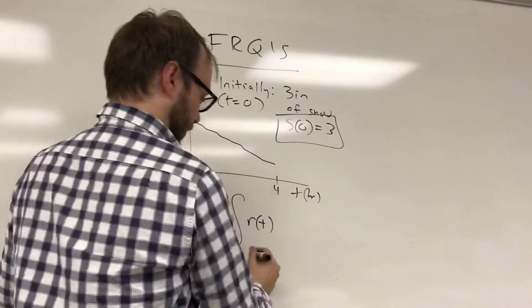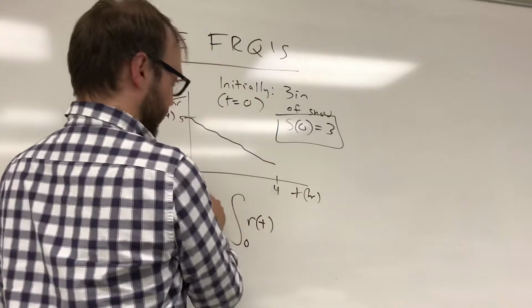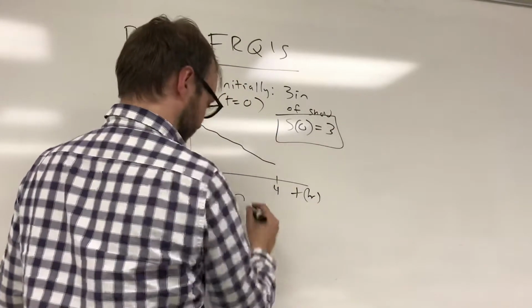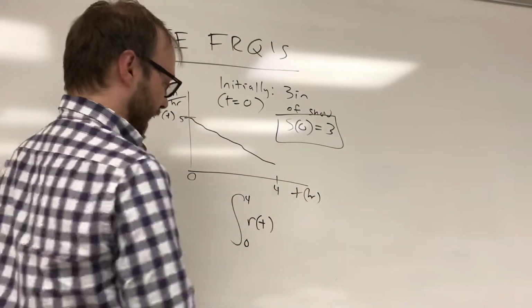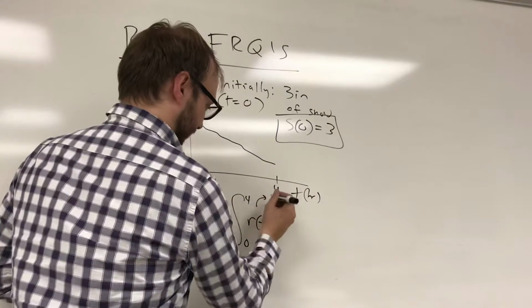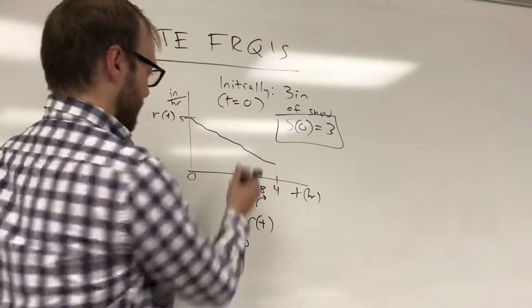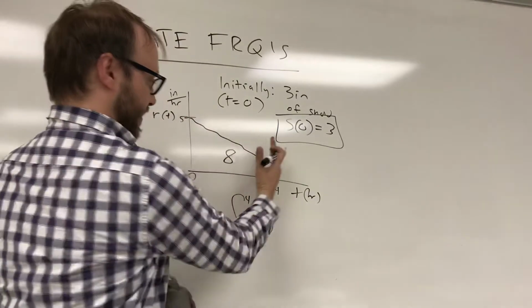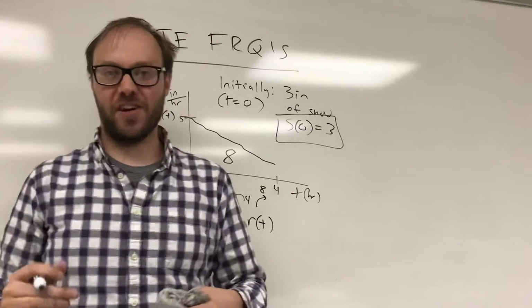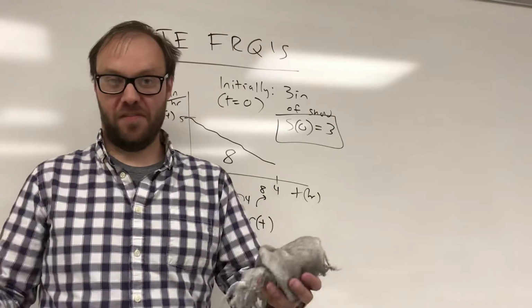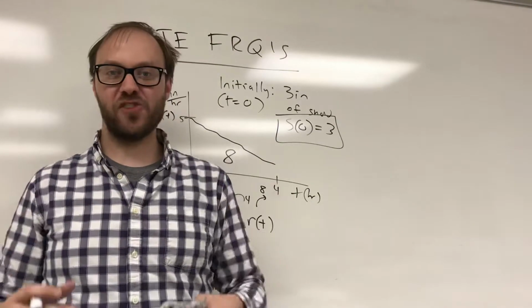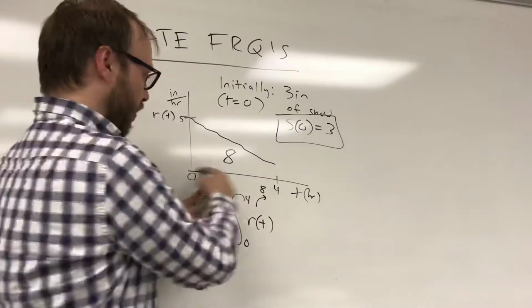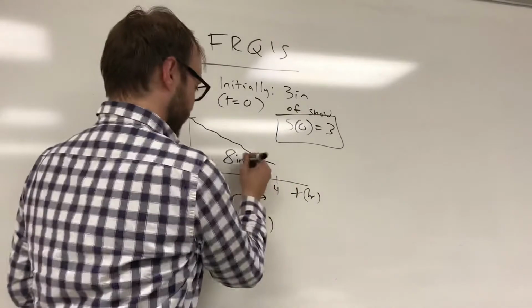You would take the integral of the rate between whatever my starting time was, and that's where this started out, and 4. And let's say that equaled 8. That means 8 inches of snow fell. This is sometimes referred to as an accumulating function. If you integrate a derivative, if you integrate a rate, it tells you the change that occurred over a time interval. So 8 inches of snow fell.